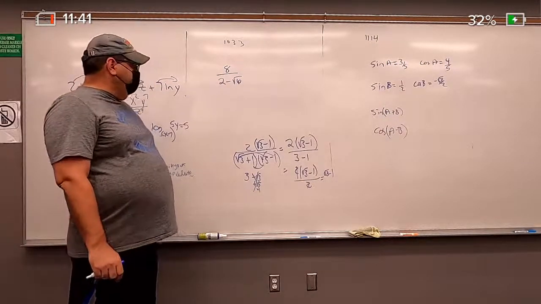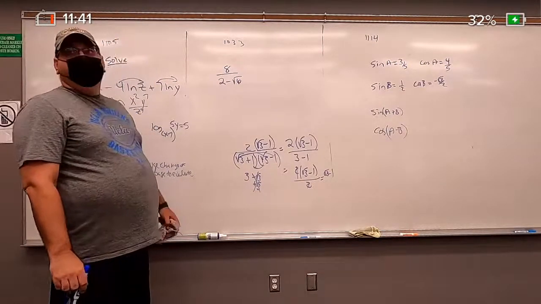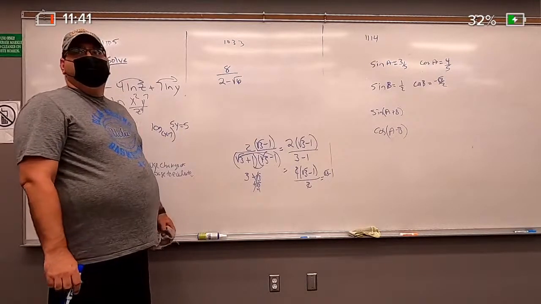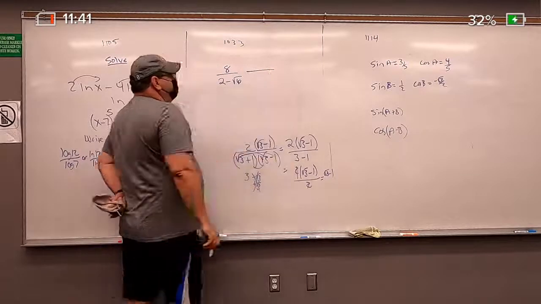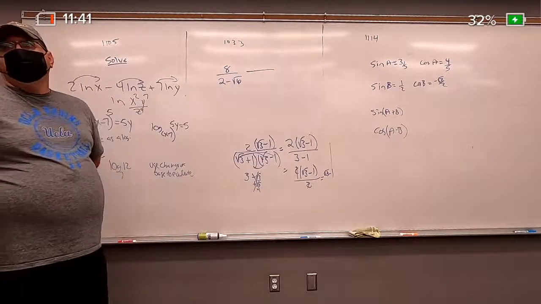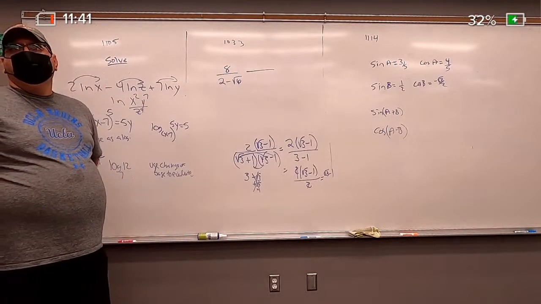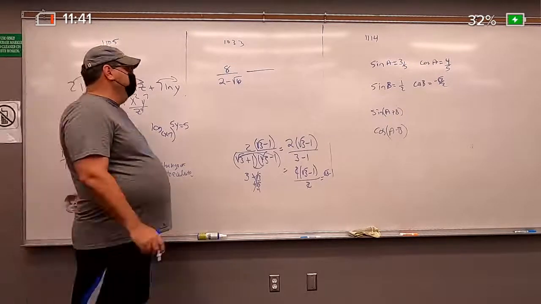Kyle, let's take a last look. What'd you get? I got stuck. Okay. That's fair. What do you multiply top and bottom by? By 2 plus square root of 6. Perfect.